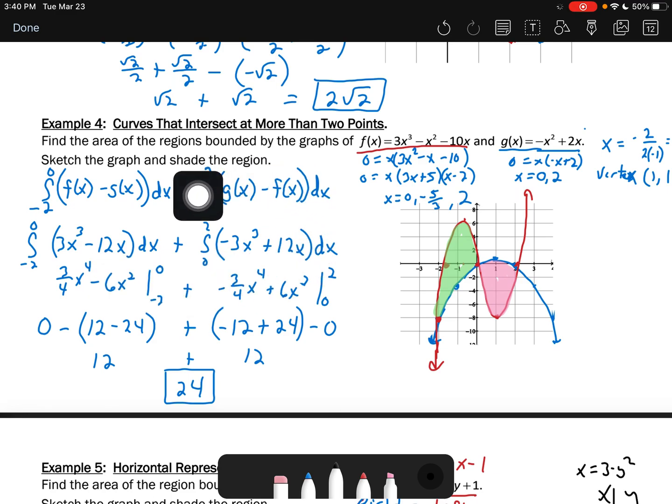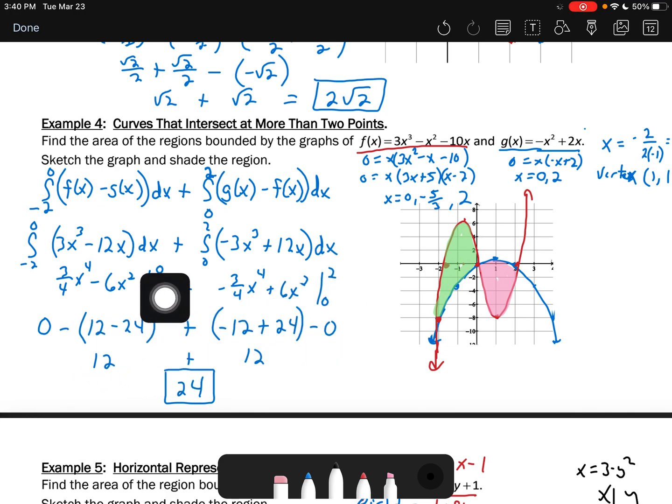And then when we subtract them the other direction, same thing, they're going to have opposite signs, right? So when we integrate here, you just use your power rule. We should get 3/4 x to the 4th, and this one would become minus 6x squared. We'll evaluate that from -2 to 0. Similar terms here, just with opposite signs from 0 to 2.